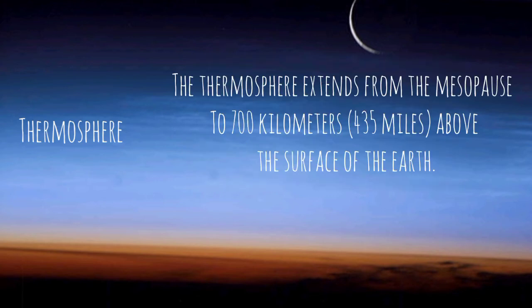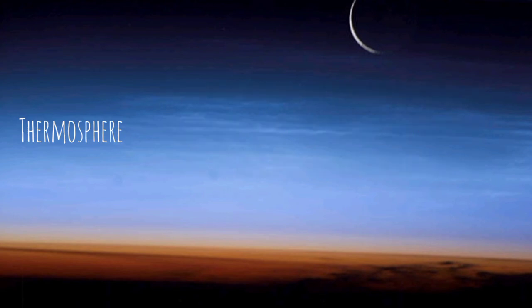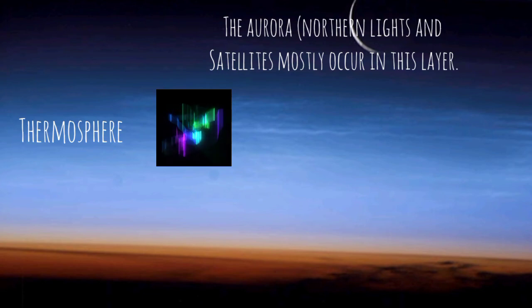The thermosphere extends from the mesopause to 700 kilometers or 435 miles above the surface of the Earth. The thermosphere is the thickest layer in the atmosphere. Only the lightest gases, mostly oxygen, helium, and hydrogen, are found here. The aurora, or the northern lights and southern lights, and satellites mostly occur in this layer.